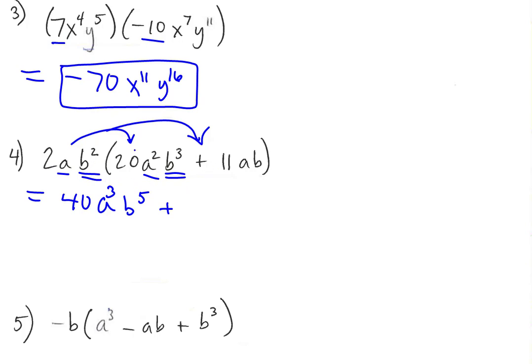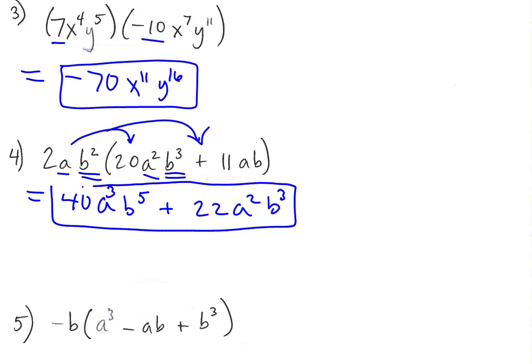So 2ab squared times 11ab would be 2 times 11, which is 22, a times a, which is a squared, and b squared times b, which is b cubed. And that would be our result simplified for the distributive property for this example here.